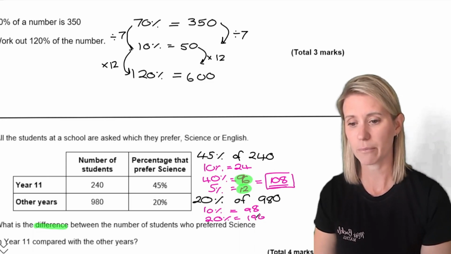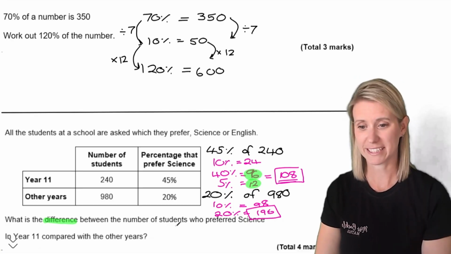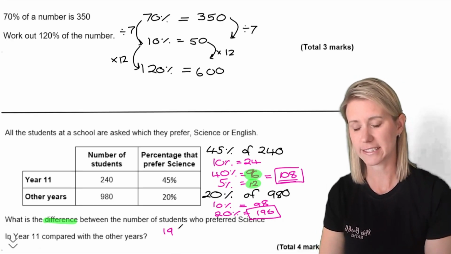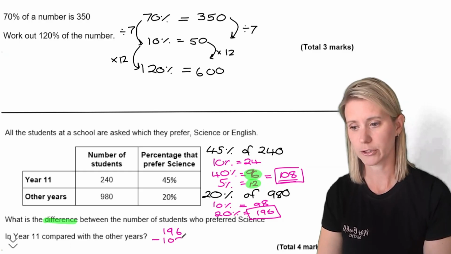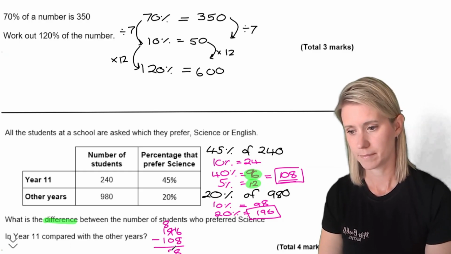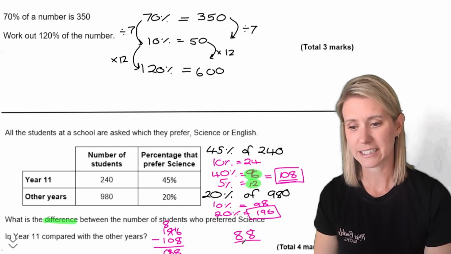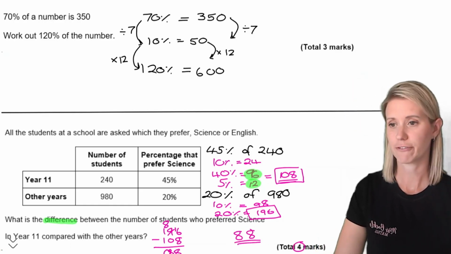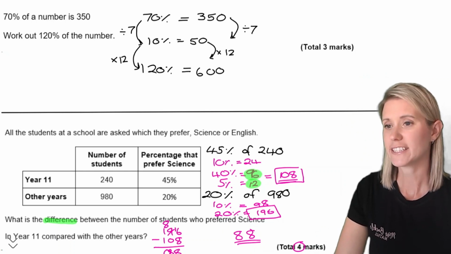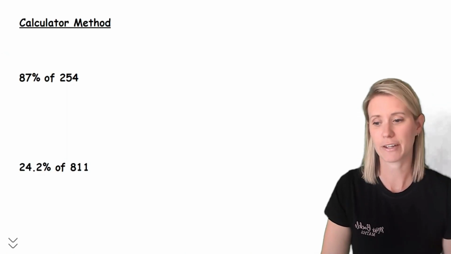So we're comparing the 108 and the 196 to find the difference between them. That difference is the subtraction: 196 subtract 108. And it's 88 in total, that's the difference, for those 4 marks. Right, so that's the non-calculator method. Let's now move on to how we're going to do this with a calculator.